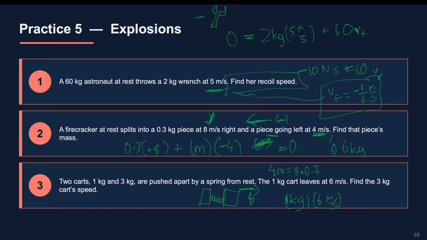And then that plus 3 kg times velocity final is equal to 0. So 3 velocity final is equal to -6. Or Vf is equal to -2 meters per second. Right? Which means it's going backward. So it makes sense, right? Because it's going the other way.